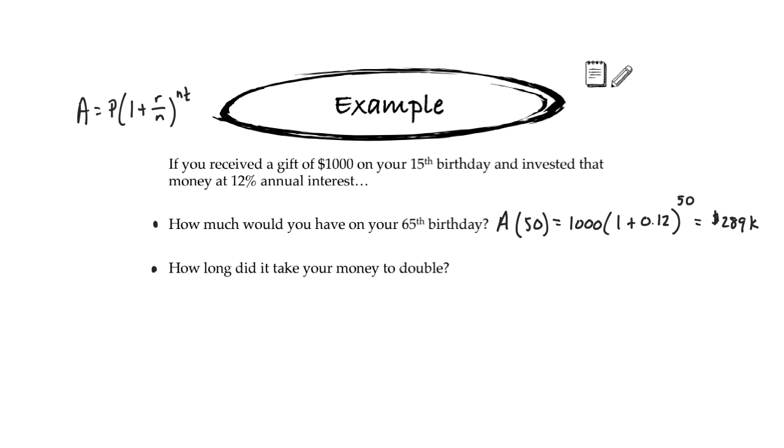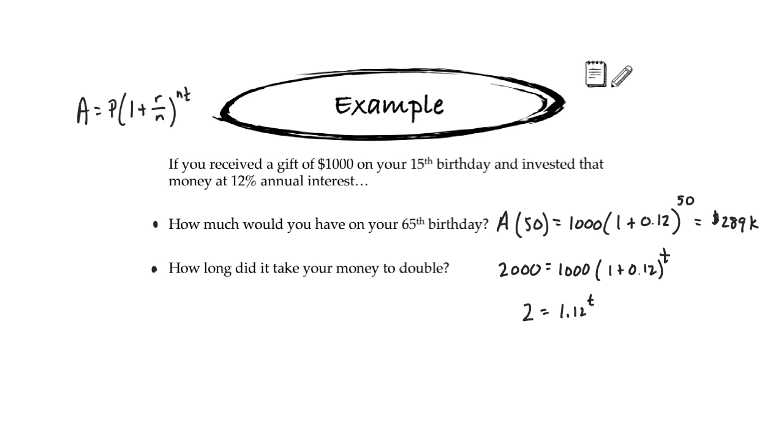For the second question, you'll find that it took just over 6 years for your money to double. To work this out, we'll set A equal to $2,000. The principal is still 1,000, and the interest rate is still 0.12. Time is unknown, and the number of compoundings is still equal to 1. To start to solve this equation, I'll begin by dividing both sides by 1,000 to get this equation.